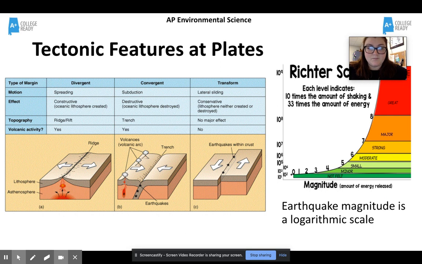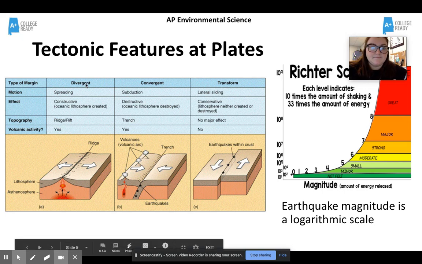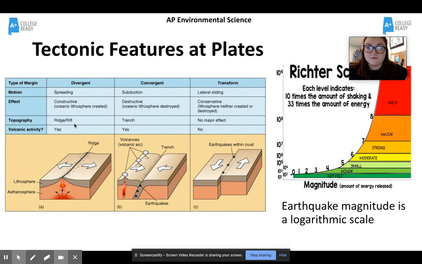And so we break that down here, and it makes sense because to diverge means to come apart. To converge means to come together. The prefix con means with. They're coming together. And then transform, you've got sliding. So divergent, they're coming apart. It's constructive because more oceanic lithosphere is being created. It creates a ridge or a rift, and there's definitely volcanic activity there.